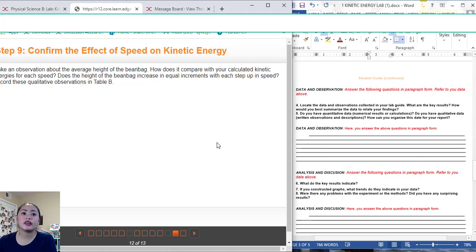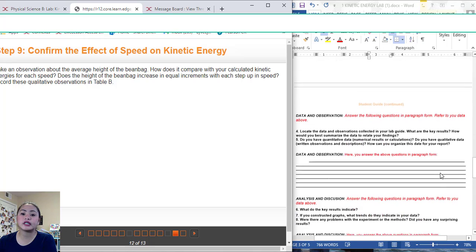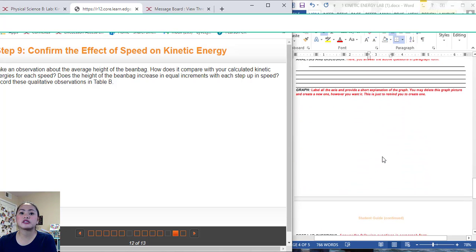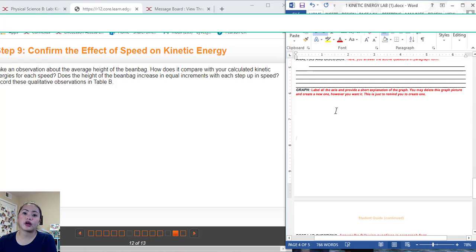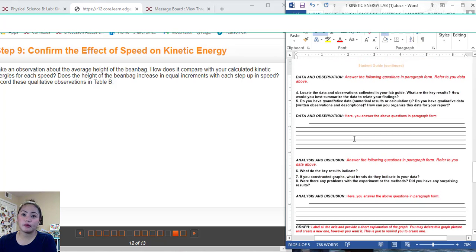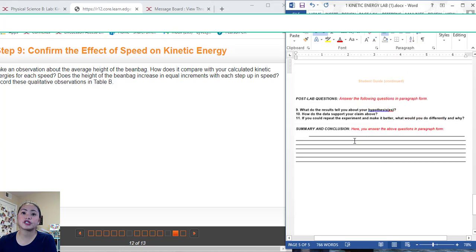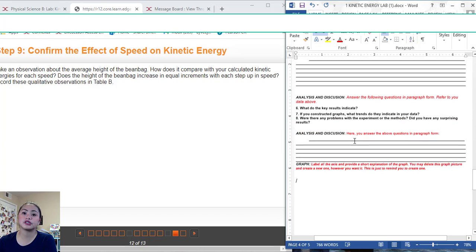Okay, and then after you complete everything, you're going to answer this data on observation, your analysis, and of course your graph. So like I said, if you want me to do a tutorial on how to create a graph based on your data, let me know in the comment section below. And then finish your summary and conclusion.